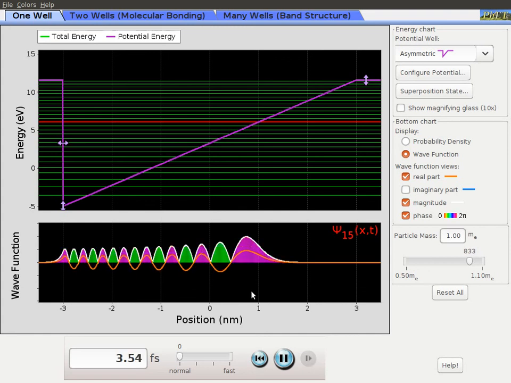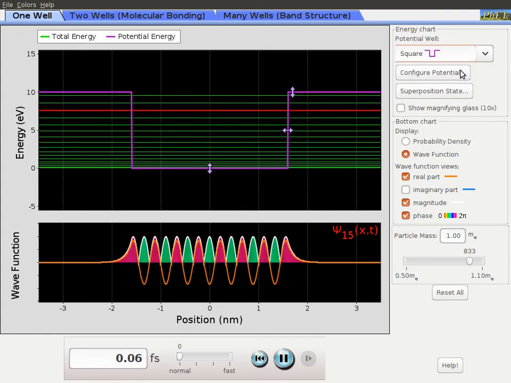So I hope this has given you a little bit of an introduction, how to use the simulation, how to find your way around. Again, to start with, it can be really helpful to just think about the square well, but I do encourage you to explore.